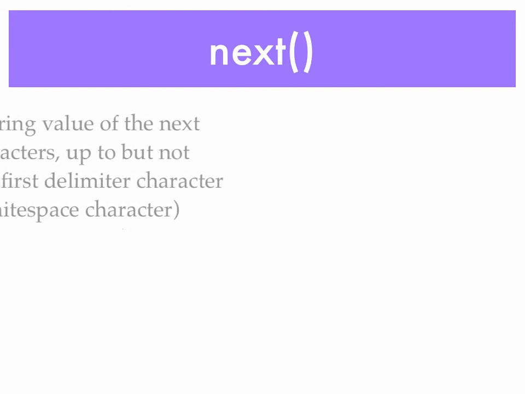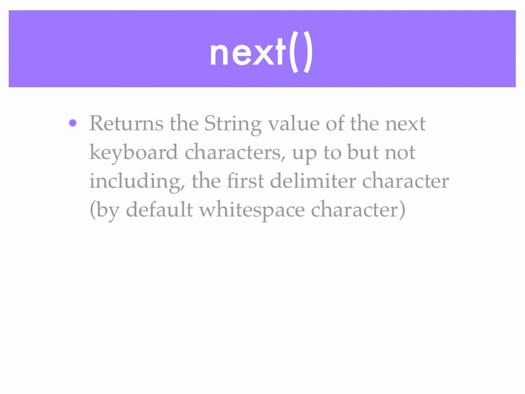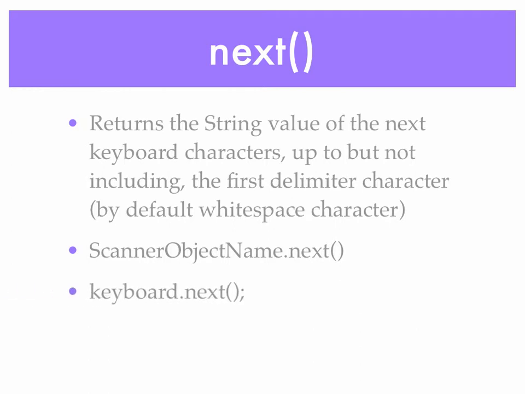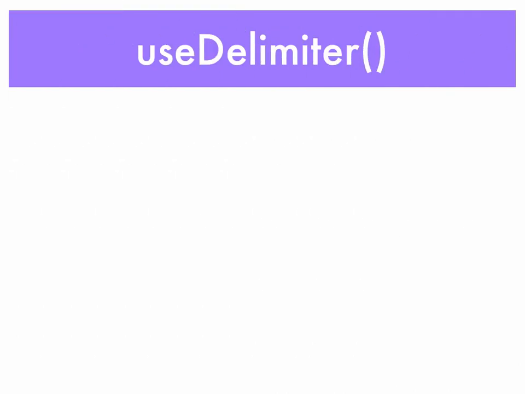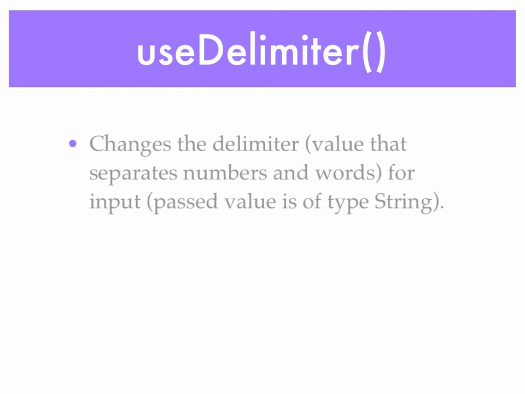We then have the method next, and what next does is it returns back the string value of the next keyboard characters that are entered by the user, up to but not including the first delimiter character, and that's by default a white space character. So we call next this way with the name of the object, in our example keyboard.next, and it'll return back a string that we can save into a space of type String. Now notice that it grabs what the user enters up to but not including that first space. We then can change that delimiter with this method.